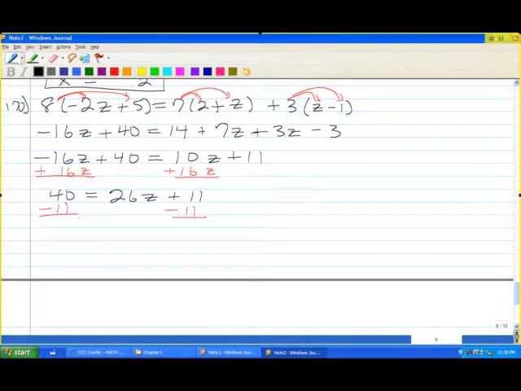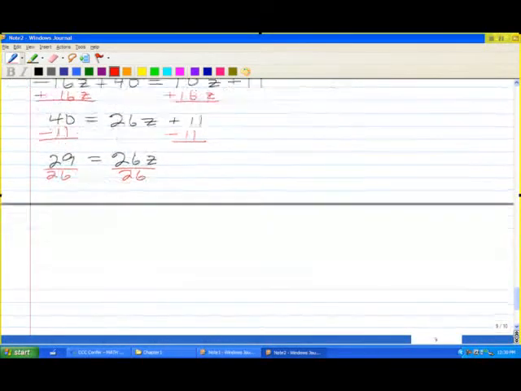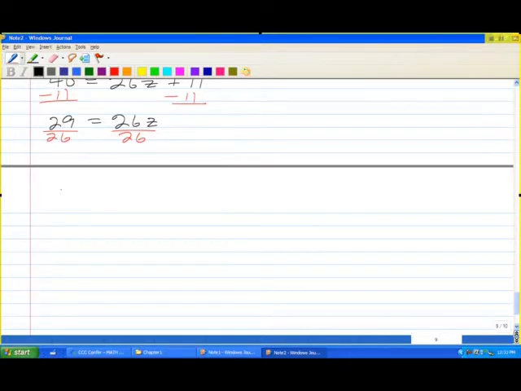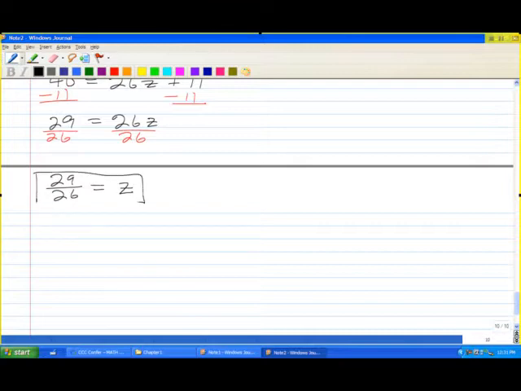So I get 29 equals 26z. Let me divide both sides of my equation by 26. And so I get that 29 over 26 is equal to z. So 29 over 26 is z. And that's your answer. Any questions about that one?